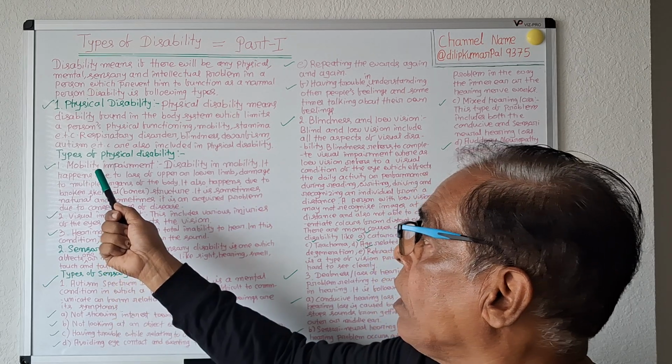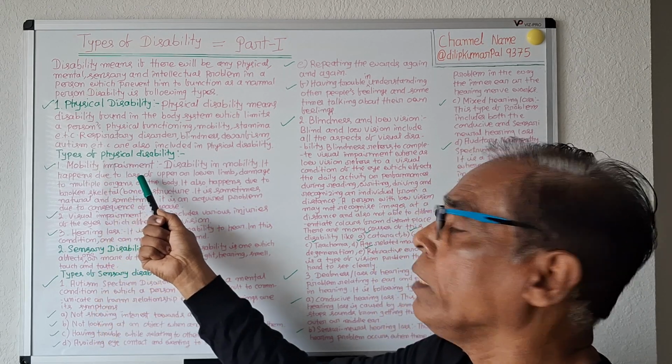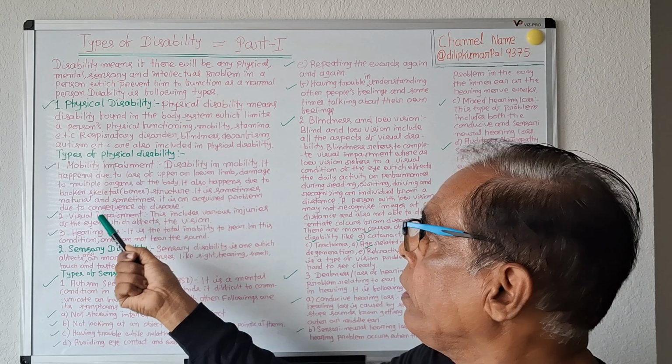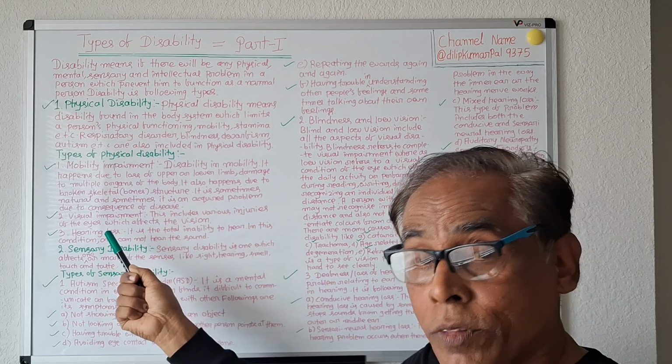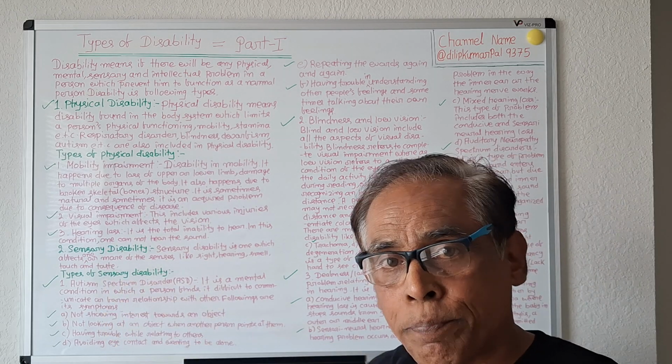So we have discussed that physical disability has three types. One is mobility impairment, problem in movement. Number two, visual impairment, problem in the eye. Number three, hearing loss, problem in the ear.